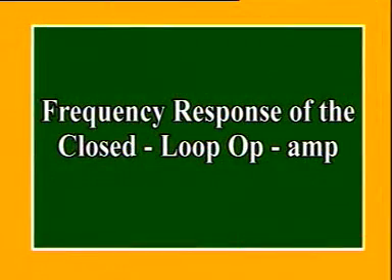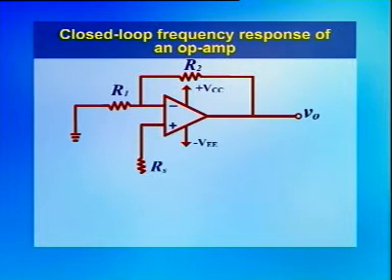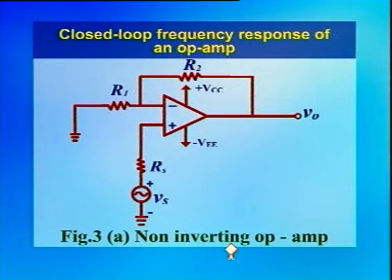Open loop configuration is rarely used because of its high gain, and negative feedback is used to reduce the gain to a desirable value. Now we have to consider the effect of the feedback on open loop gain and the frequency response of the closed loop op-amp. Let us consider the non-inverting op-amp as shown in the figure.